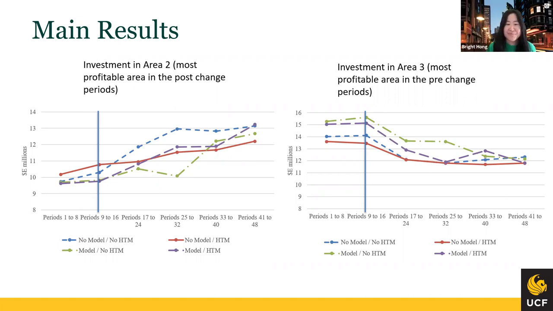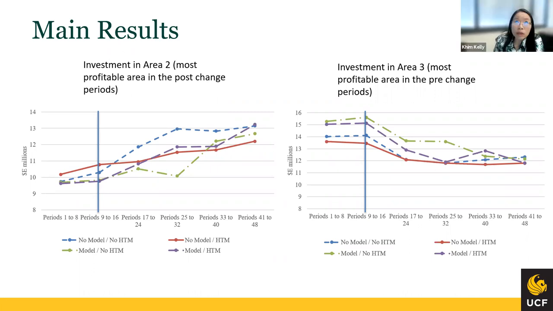Yes. Hi, Kim. My name is Bright. I find the study very interesting. My question is related to Steve and Adam's earlier comment. What are your thoughts on making the learning variable investment in area two minus investment in area three, post versus before the change? If I understand the results correctly, in the no model, no HTM condition, pre-change, they're the worst, and post the change, they're the best. I just wonder what your thoughts are on why they're doing the best post the period. And if we consider their pre-period learning, it seems like their learning is the largest in this condition.